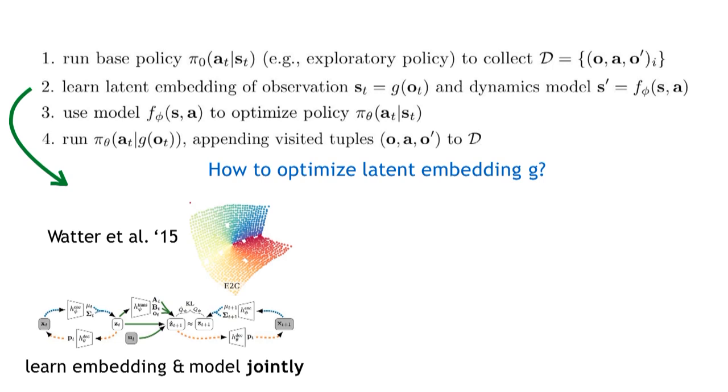So in the embed to control paper, they learned an embedding and a model jointly to be able to try and learn an embedding that is predictable. They were using a modification of the variational autoencoder, so both learning an embedding that can reconstruct the current image, as well as an embedding that can be predicted using a model.